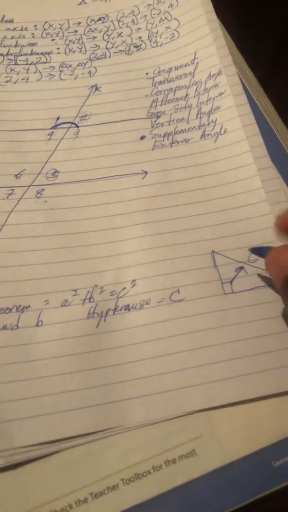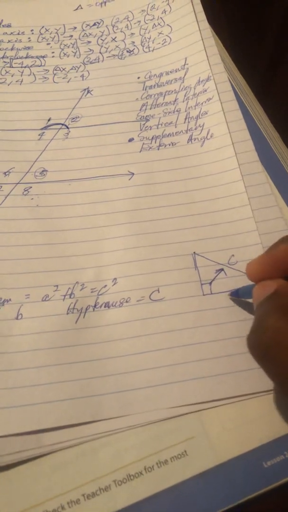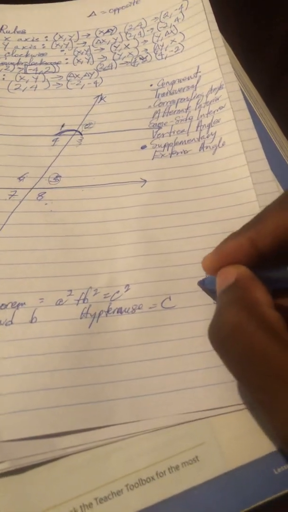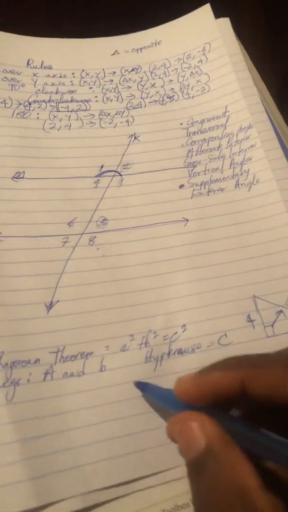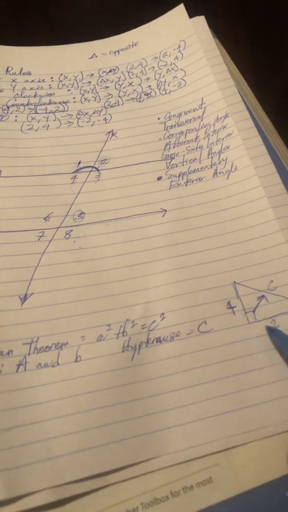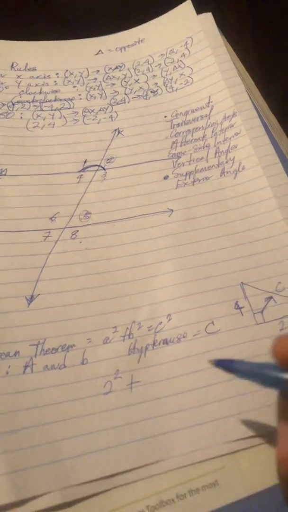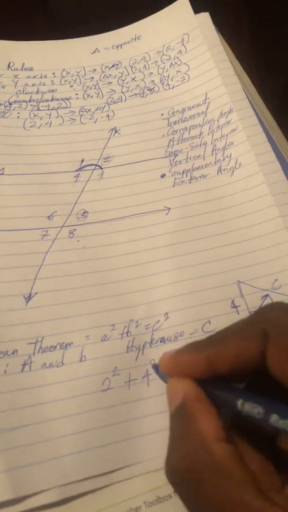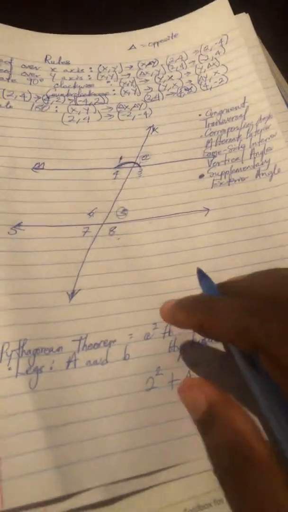So let's do one problem with this. If they give us our two legs, so let's say this is 2, this is 4, and they're asking us to find our hypotenuse, all we have to do is put it into our formula here. Remember, it doesn't matter what you say these legs are. So I'm going to say my leg A is 2, and my leg B is 4. So 2 squared plus 4 squared equals c squared, and I'm looking for my hypotenuse.